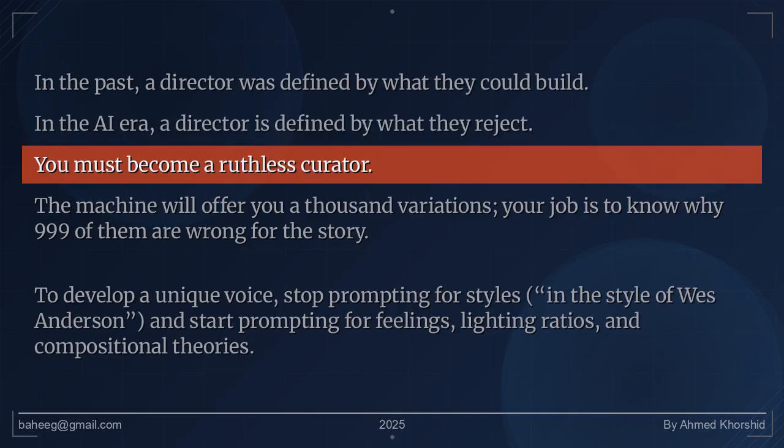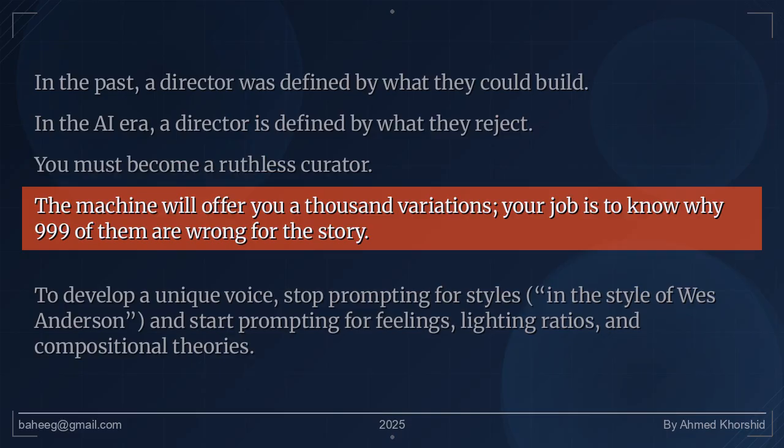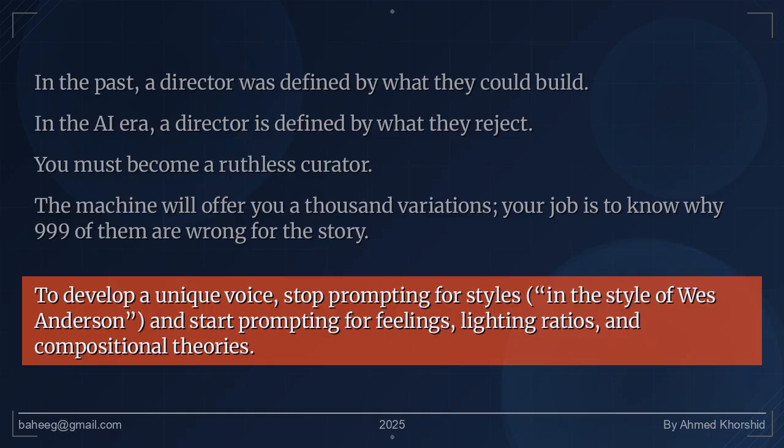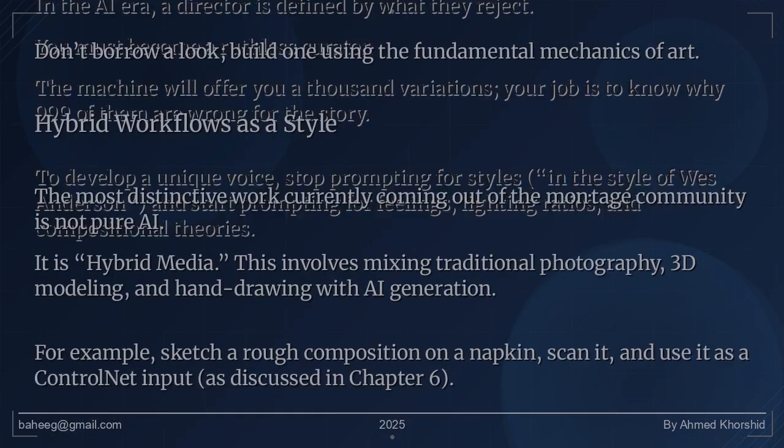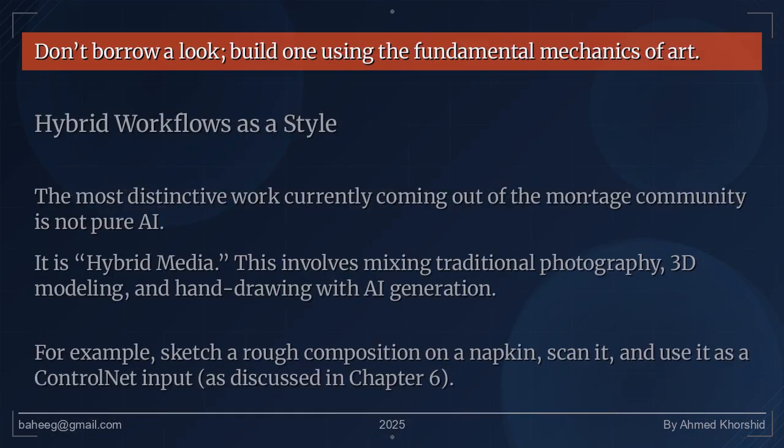You must become a ruthless curator. The machine will offer you 1,000 variations. Your job is to know why 999 of them are wrong for the story. To develop a unique voice, stop prompting for styles, like "in the style of Wes Anderson," and start prompting for feelings, lighting ratios, and compositional theories. Don't borrow a look, build one using the fundamental mechanics of art.